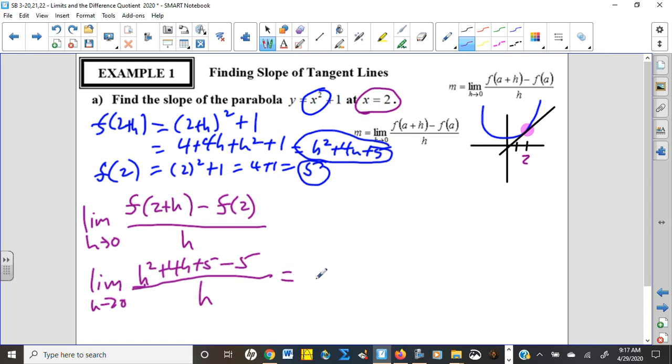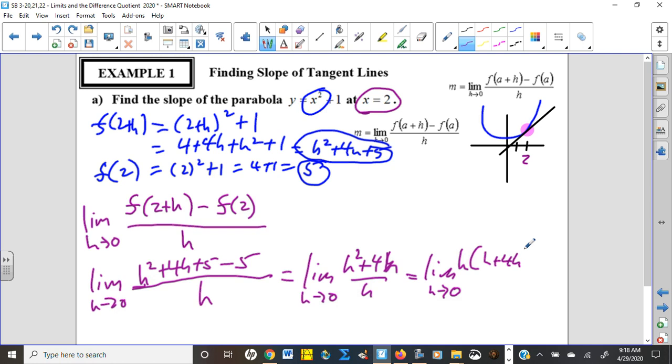What's going to happen? Well, the best thing that's going to happen is that these 5s are going to go away. So now I have h squared plus 4h over h. Notice how everything left only has an h. You see that? If there's still a term in the numerator that has no h, then you made a mistake. You have to go back and find it, because every single time, what should happen as you do this process is you should be able to have enough h's in every term to factor one out, which is going to allow you to cancel that with the h on the bottom.